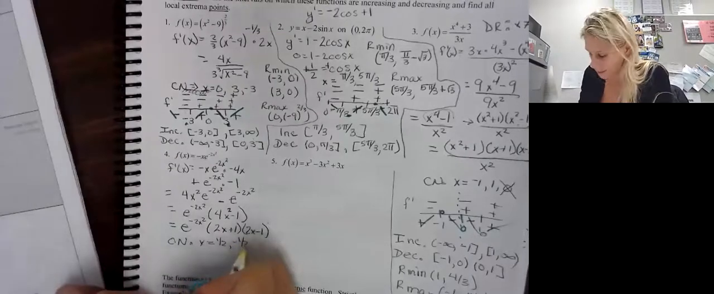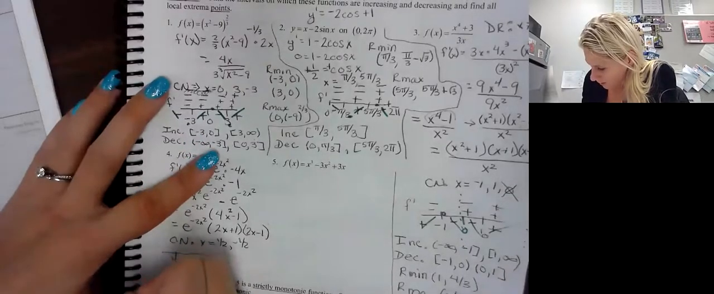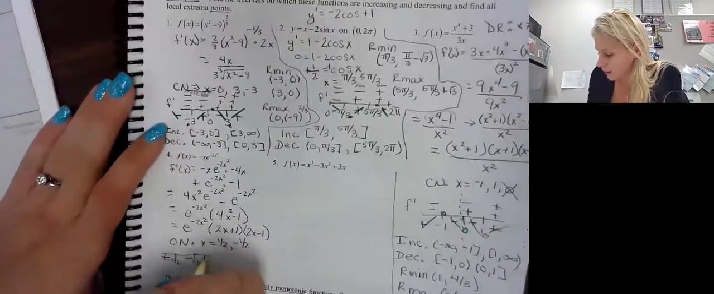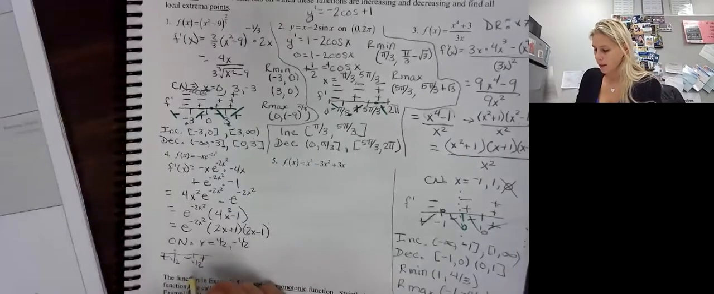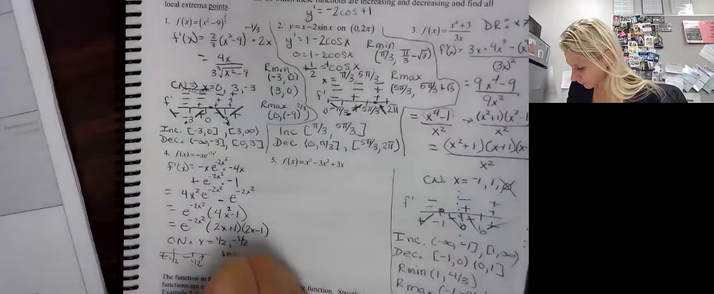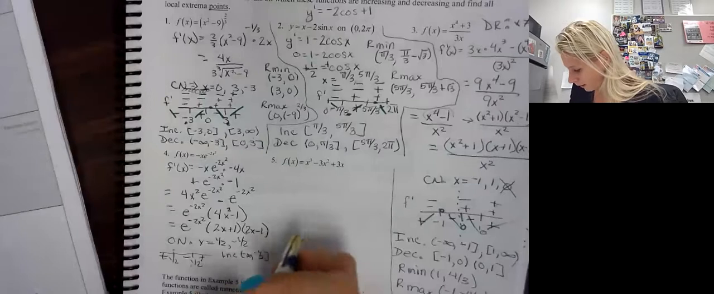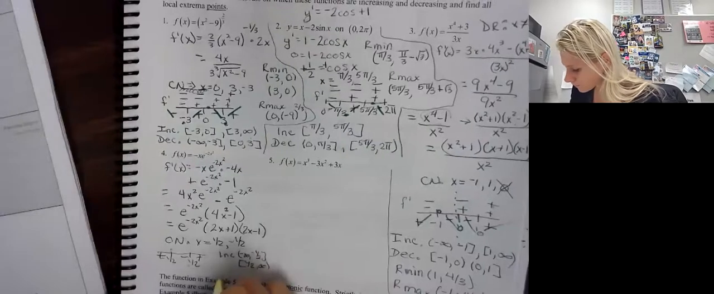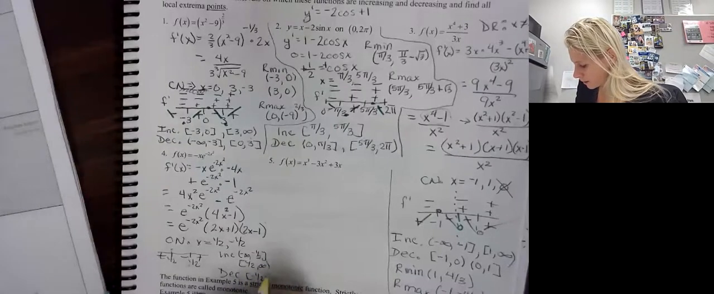Okay, the good thing is when we have two numbers on the number line, negative 1/2, 1/2, I'm just going to do this out for you. It becomes a plus minus plus. So two places where it's increasing, one place where it's decreasing, and we have a max and a min. Okay, so increasing from negative infinity to negative 1/2 and 1/2 to infinity, decreasing from negative 1/2 to 1/2.